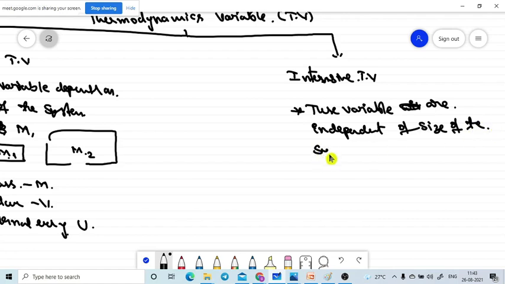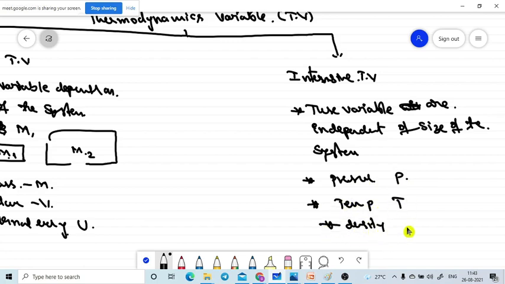So what does it mean? Whether the size of the system is smaller or bigger, the value of these variables will be the same. They are independent. Let me take a small example. If we take pressure, temperature, and density, these are intensive thermodynamic variables.